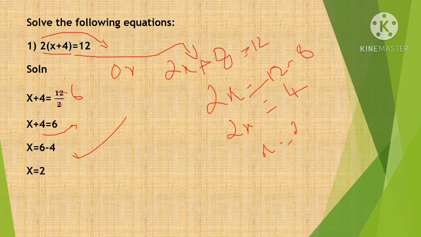Or else you want to multiply 2 into x, 2x plus 2 into 4, 8. 4 2s are 8. So 2x plus 8 is equal to 12. Now bring this 8 to the right hand side. So we will be getting 2x is equal to 12 minus 8. Look at here, 2x is equal to 12 minus 8. 12 minus 8, what is answer? 4. So 2x is equal to 4. Then bring this 2 to the right hand side. 4 divided by 2. X is equal to 2.